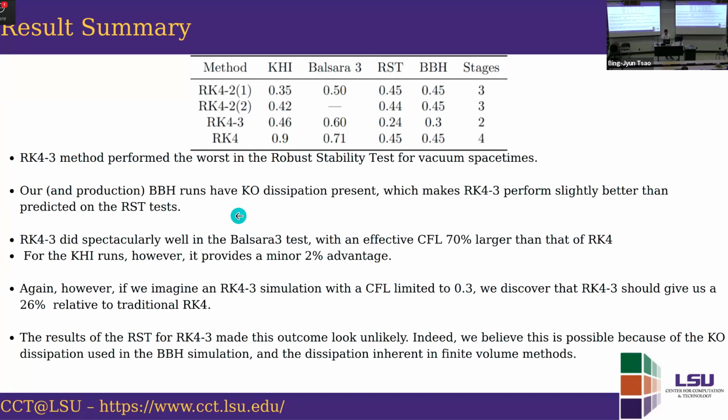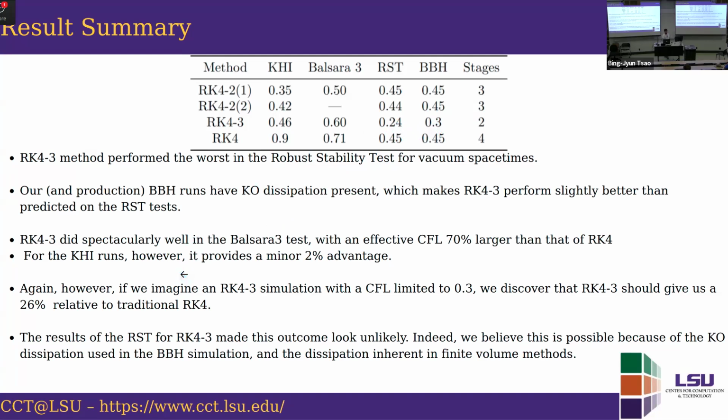The RK43 method, the three-step method, the one that uses two previous time levels, performed the best. It did worse in the robust stability test, but it was the best for our hydro evolutions, right? So if you compare the results from the robust stability test with the binary black hole collision test, it did a little bit better on the actual thing than in the robust stability test. And I believe that this is because on the actual binary black hole run, we have dissipation, whereas in the robust stability test, we purposefully disabled it so that it wouldn't cloud our results.